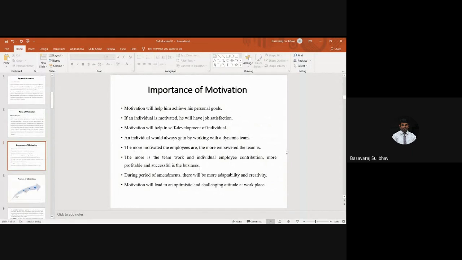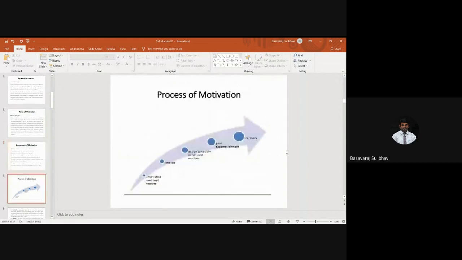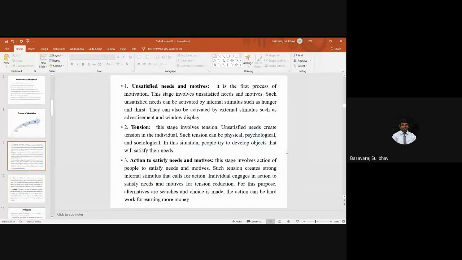Why is motivation so important for the organization and for the person who handles a number of subordinates below him? We also went through the process of motivation, which starts with unsatisfied needs and motives, which leads to tension. In the third stage the tension leads to action to satisfy the needs and motives, where he sets certain objectives. Then it goes to goal accomplishment, and once the goal is accomplished, feedback is taken to see whether the unmet needs or motives have been reached or not. All these things we discussed in your previous class.